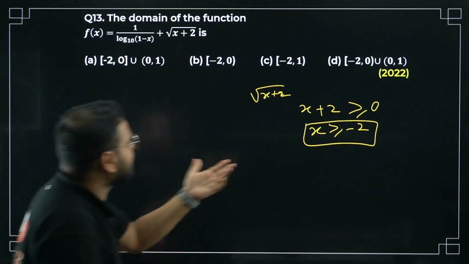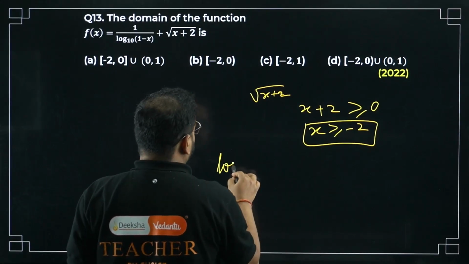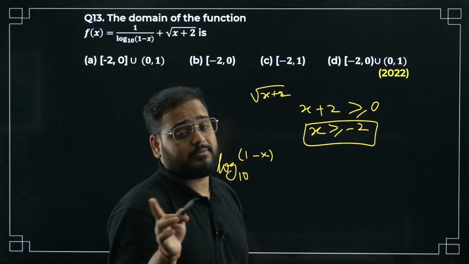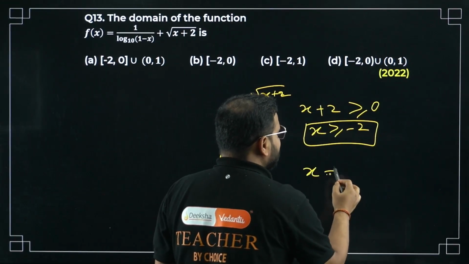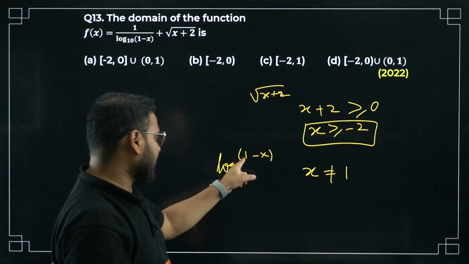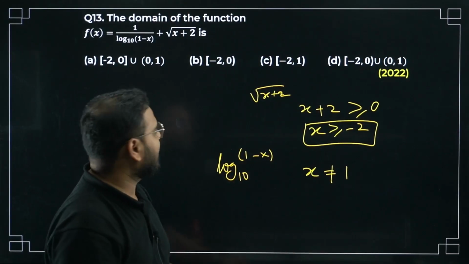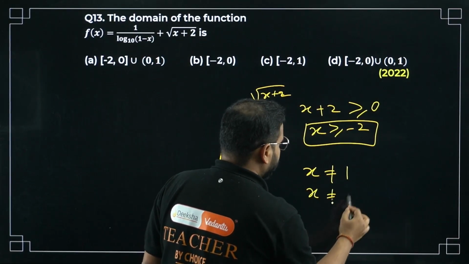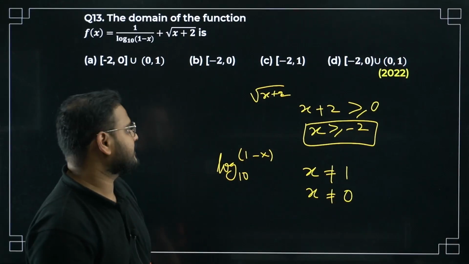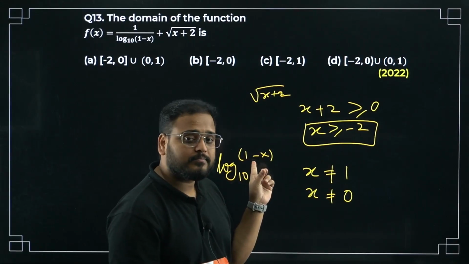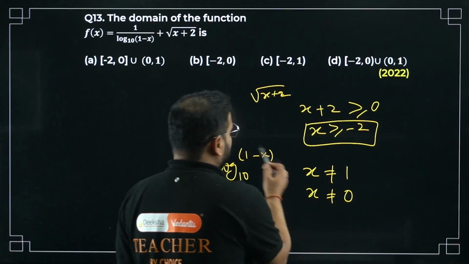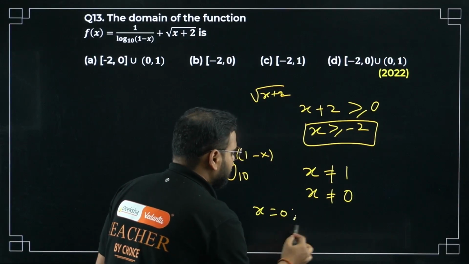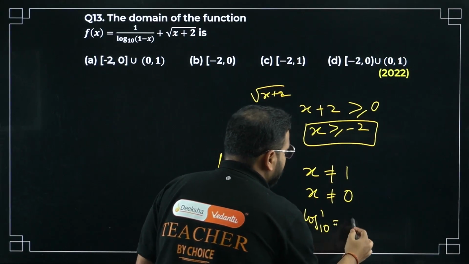So the first condition is giving me this. Second, from here, what I have is log with the base 10 of 1 minus x. So first of all, x can never be 1. Why? If you put x as 1, it will become 0. One more thing, x can never be 0 also. Why? If you put x as 0, it will become log 1. What is log 1? 0. If you put x equal to 0, it will become log 1 with the base 10. It will become 0, right?